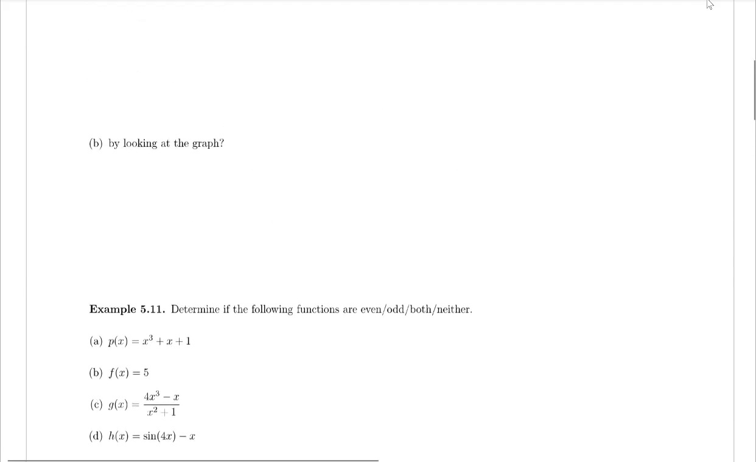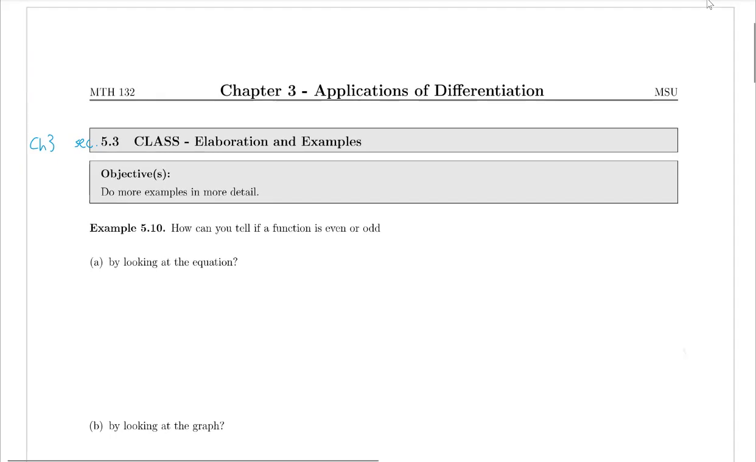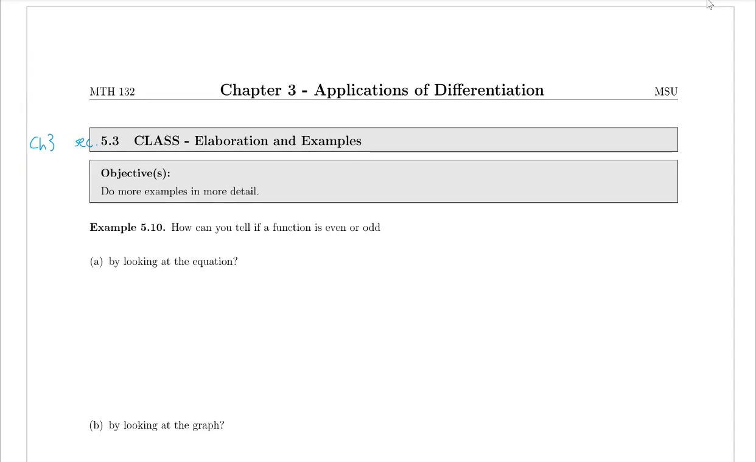So before we do that, we're going to learn one more thing here. This section is going to tie together all of the things that we've learned about the first derivative, so increasing and decreasing, and the second derivative, concave up and concave down. And we're also going to use some more algebra techniques, like looking at whether or not the function is odd or even to tell its symmetry. So let's take a look at the first question here.